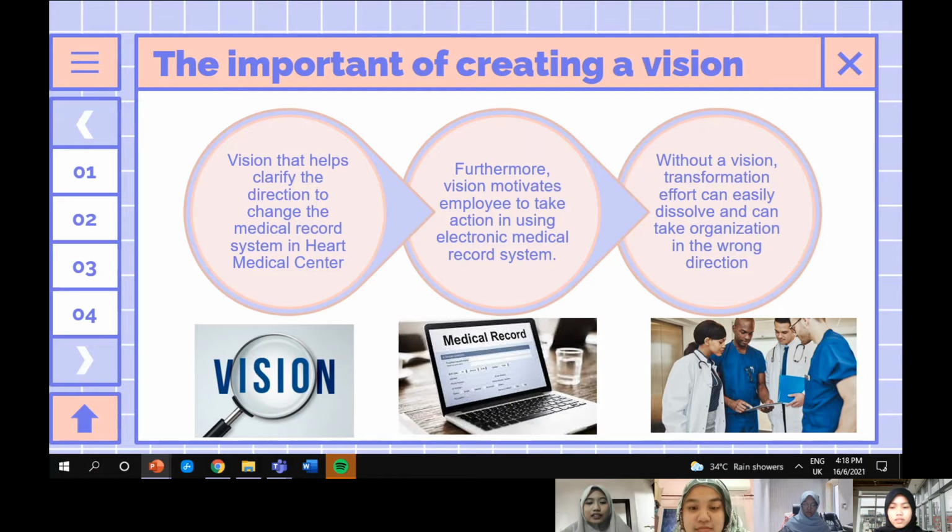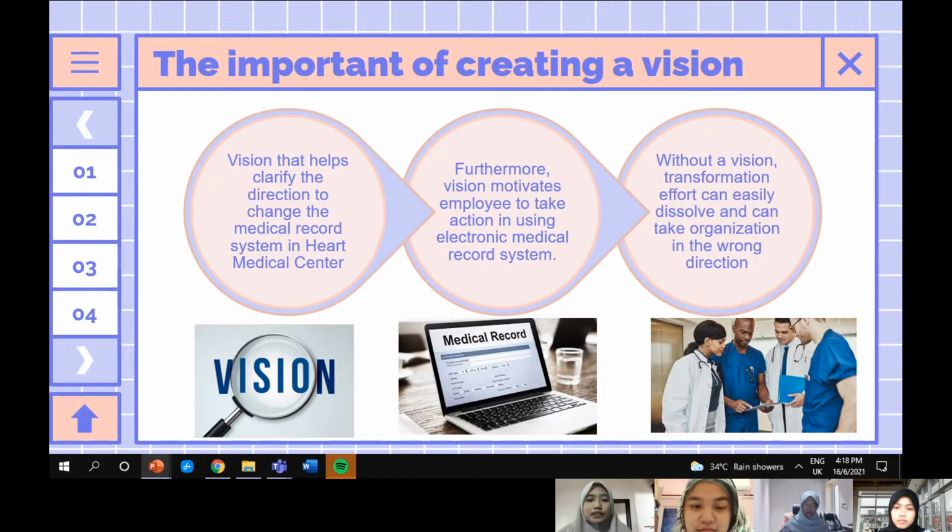So the next slide, we will talk about the importance of creating a vision. The first important point is that vision helps clarify the direction to change the medical record system in the heart medical center. We know that the upper management has tremendous power to influence other employees in succeeding with the electronic medical system. When employees know the important reasons, they have to change from using the manual system to using the new technology.